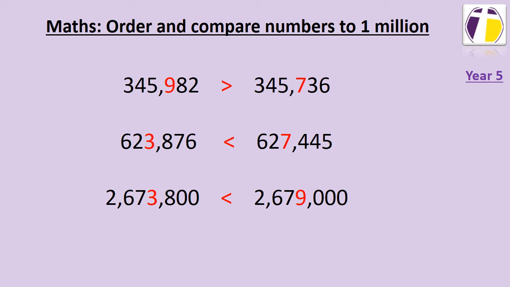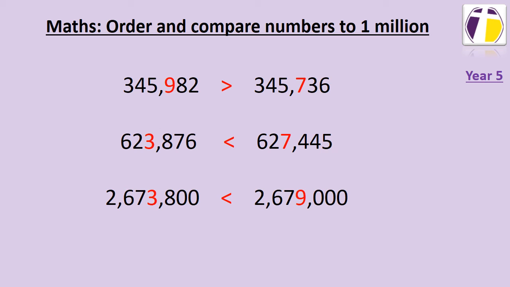My first pair of numbers are 345,982 and 345,736. Now I can clearly see that both of these numbers have the same hundreds of thousands, the same tens of thousands, and the same thousands. However, when I get to the hundreds column, the number on the left-hand side has more hundreds. It has 9 hundreds, and the number on the right has 7 hundreds. Therefore, I can see that 345,982 is the larger number.